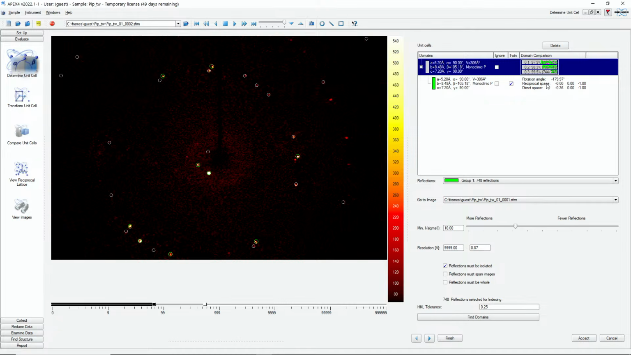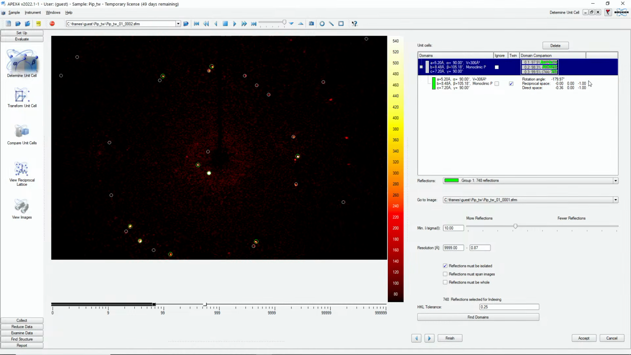Let me move this to the side, and you see here the twin law. They are related by a 180 degree rotation, and then there's also a rotation vector. In this case, it's a reciprocal vector, 0, 0, 1.